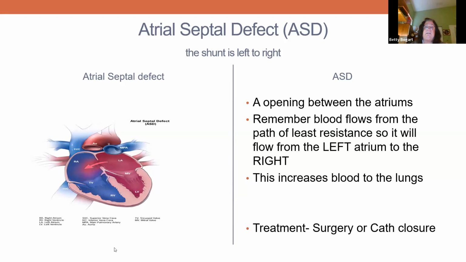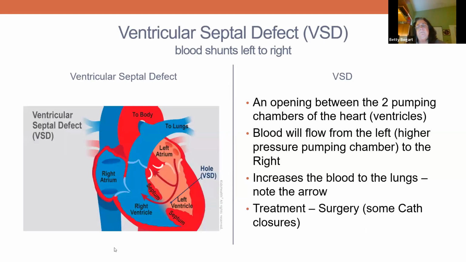How do we treat this? Well, there are surgical closures that we can do, but there's also a cath closure where they put things, it's called a helix device actually, and it's like two saucers, and they do it through the opening in the groin, through the tube up into the heart, and one side goes on the left side of the atrium and the other one goes on the right, and it doesn't allow blood to go in there. So just to let you know what it is.